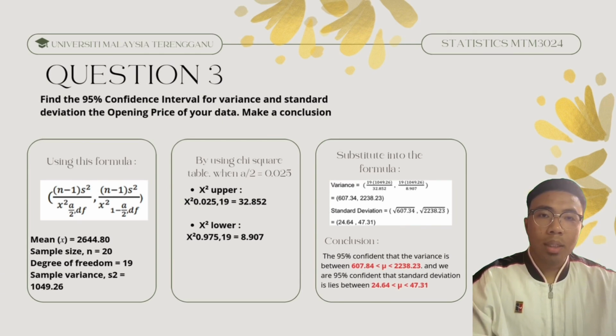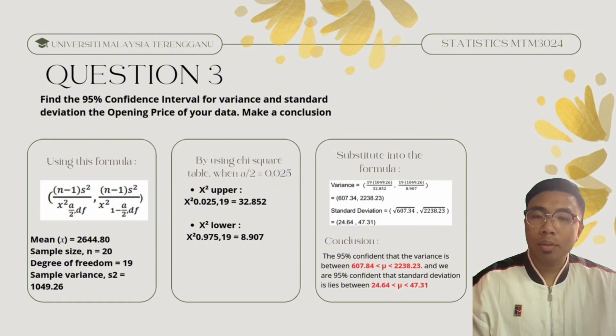So, 19 bracket 1049.26 over 32.825, and 19 bracket 1049.26 over 8.907. Thus, we get the answer is 607.34 and 2238.23. Next, to find the standard deviation, we just square root the answer of the variance.